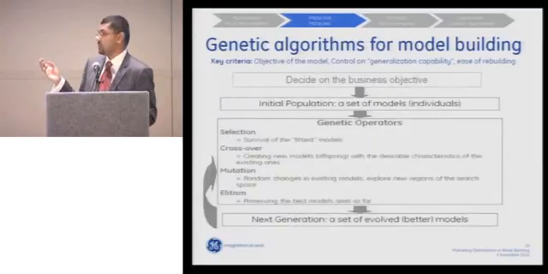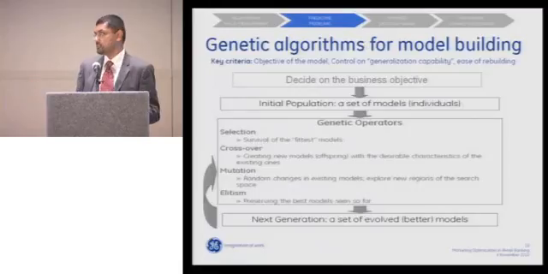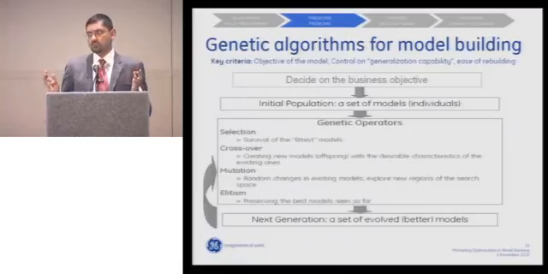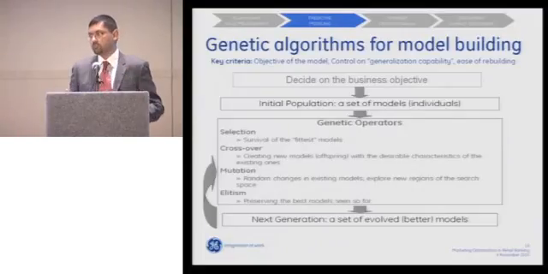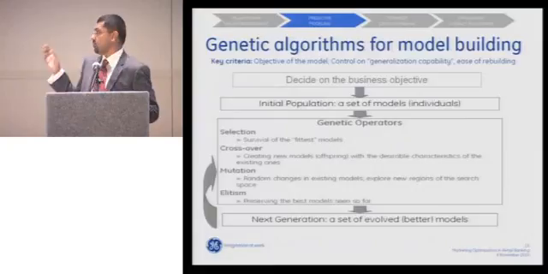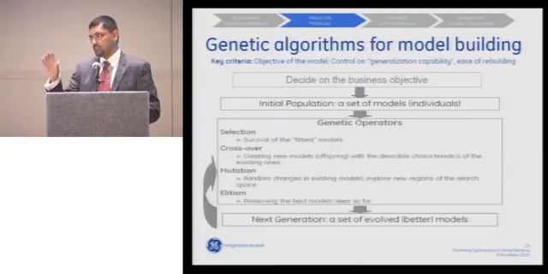So the general process of building models using GAs involves deciding on a business objective, which essentially provides your fitness function, and then starting off with an initial population of models, each model essentially being just a set of coefficients. So you have a set of candidate models, and you evolve from that set to better and better models over a series of generations through certain genetic operators. The first genetic operator is selection, which is survival of the fittest models.